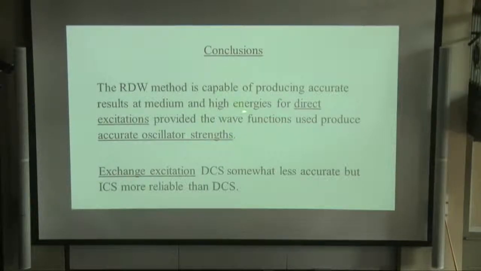Above that level, and if you get good oscillator strength, you should get good direct excitation, integrated cross-sections for direct excitation. Exchange excitations are somewhat less accurate, but again, the integrated cross-sections are more reliable in general than the differential cross-sections. So even though you might not get as good a value for the differential cross-sections, you should get a reasonable answer for the integrated cross-sections, again, provided that the oscillator strengths are reasonable.